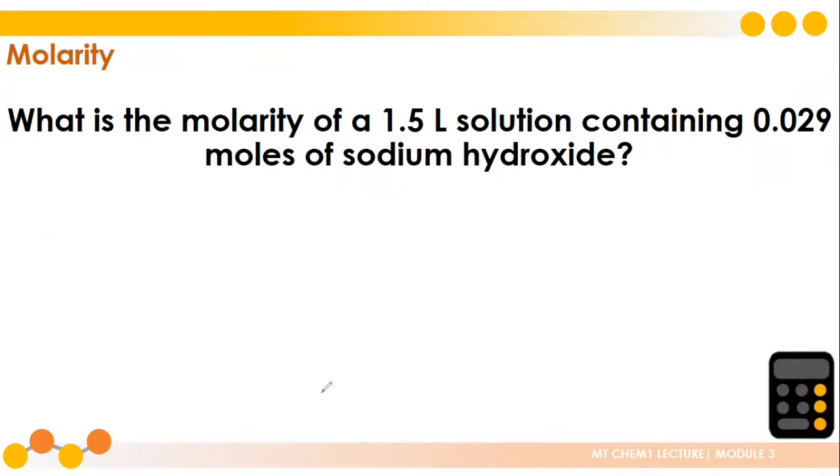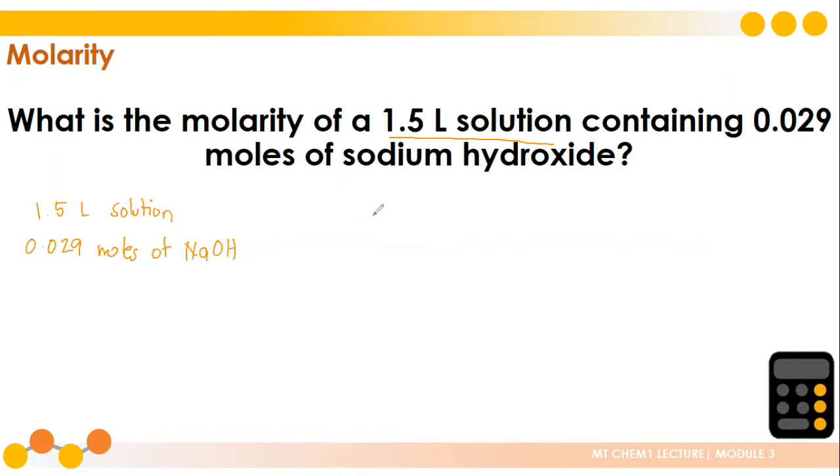For the first problem, we have here: what is the molarity of a 1.5 liter solution containing 0.029 moles of sodium hydroxide? So for the given, we have 1.5 liters of solution and it has a solute with 0.029 moles of sodium hydroxide, or what we call NaOH.